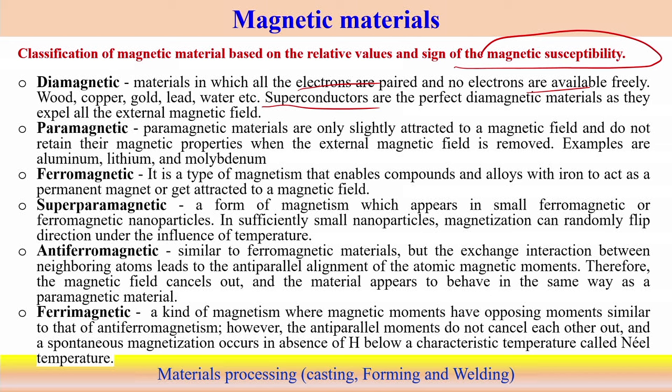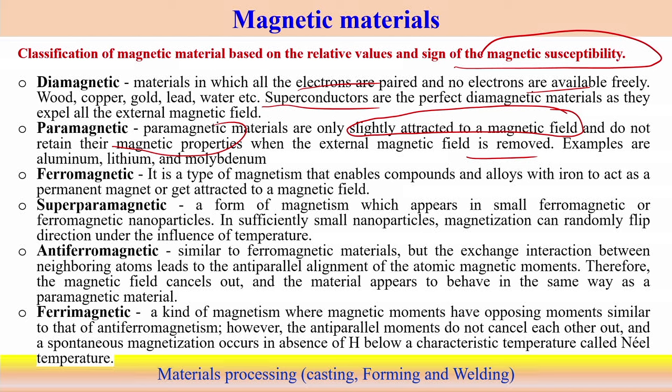Similarly, there are paramagnetic materials. Paramagnetic materials are slightly attracted to a magnetic field, and are not able to retain magnetic properties when the external magnetic field is removed. For example, aluminium, lithium and molybdenum are affected in the presence of an external magnetic field, but there is only very little attraction to the magnetic field. Once we remove the external magnetic field, the magnetic properties are completely removed.